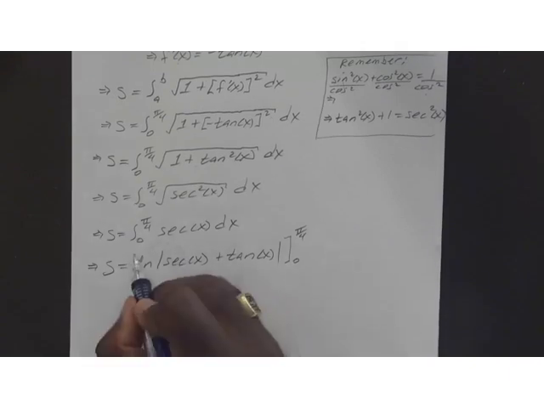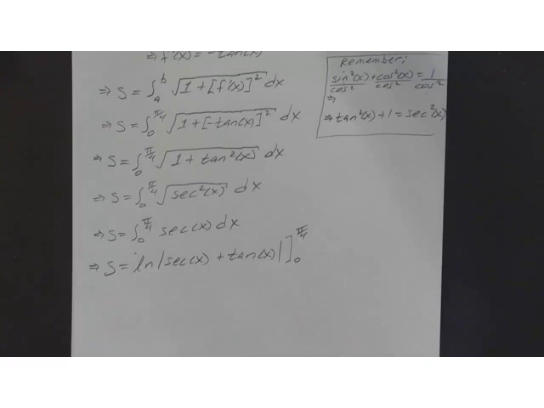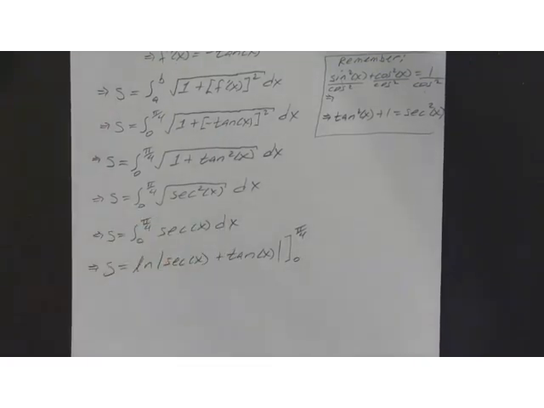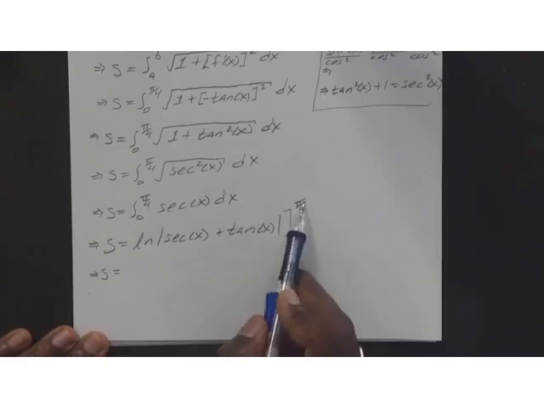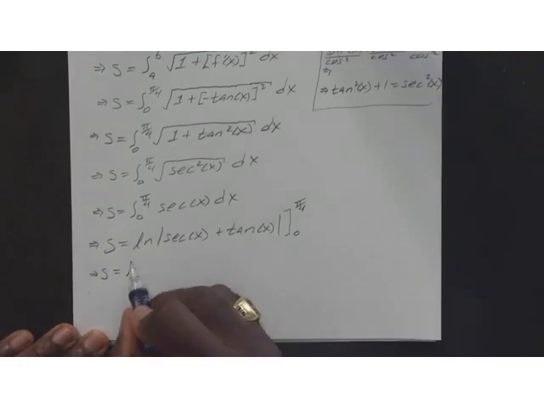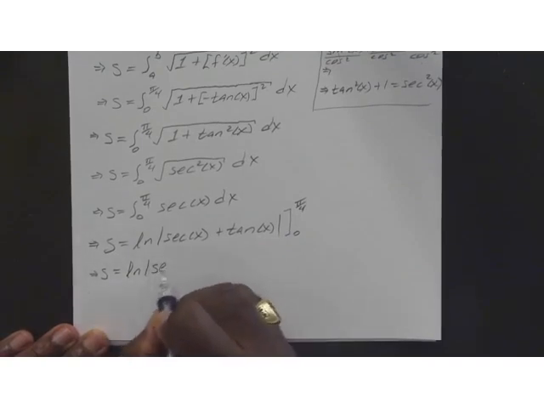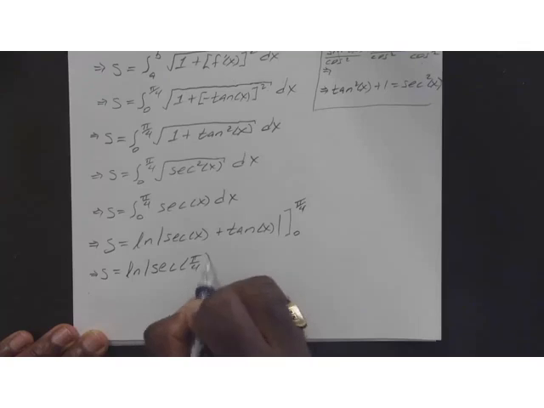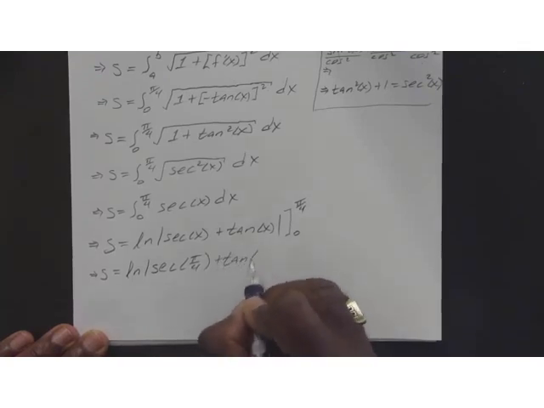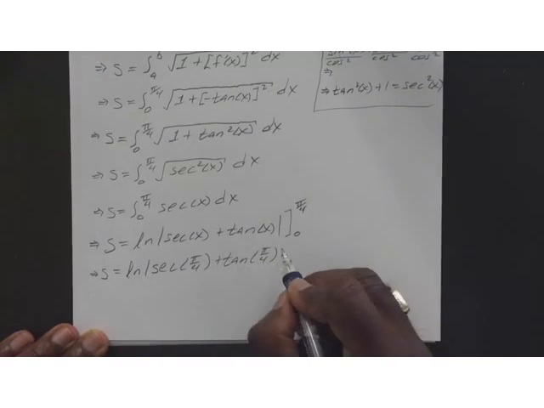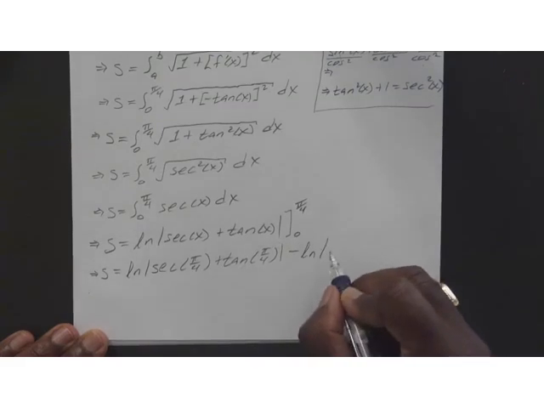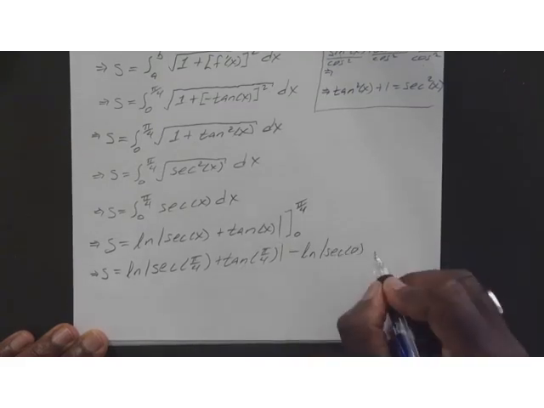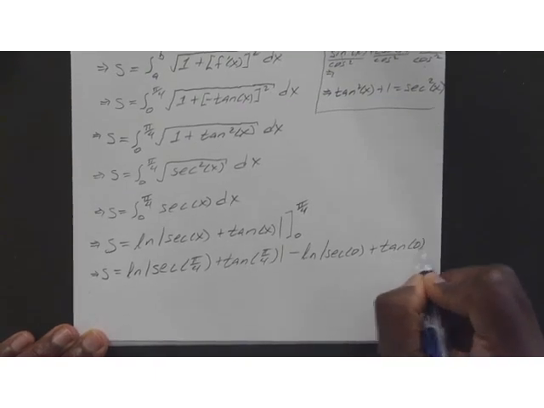Oh, forgot my integral sign. Oh, no, I didn't. Okay, now we apply the fundamental theorem. Go ahead and plug in our upper bound. So that gives us the natural log of the absolute value of secant pi over 4 plus tangent pi over 4, minus, let's go ahead and plug in our lower bound, the natural log of secant of 0 plus tangent of 0.